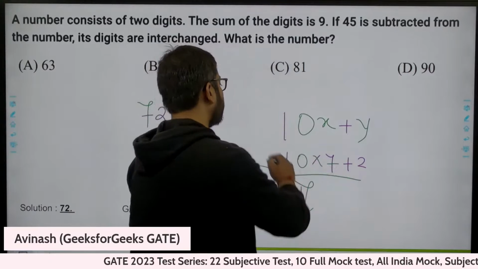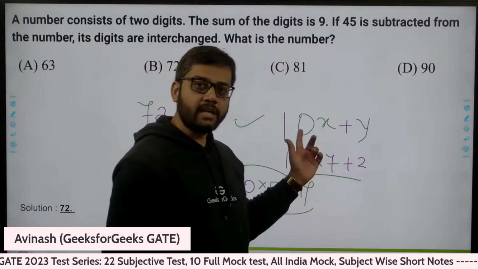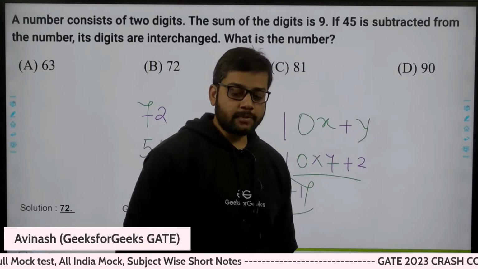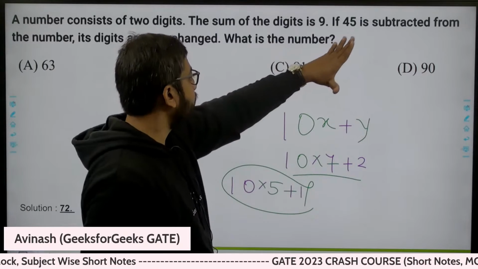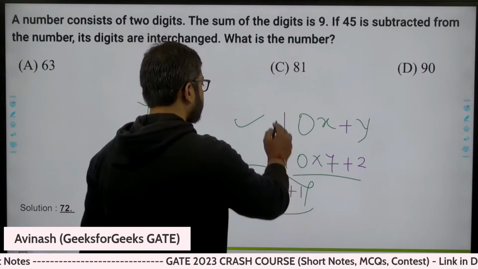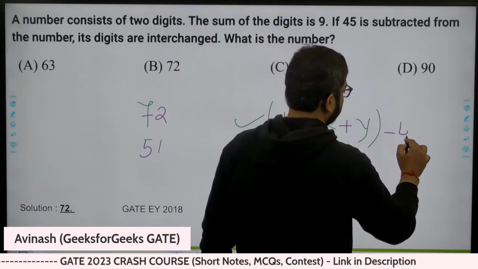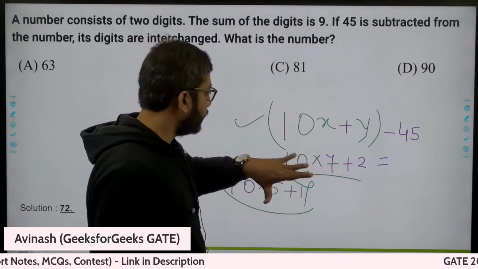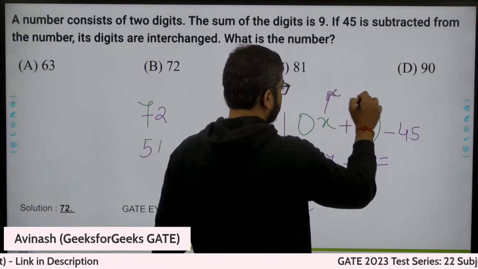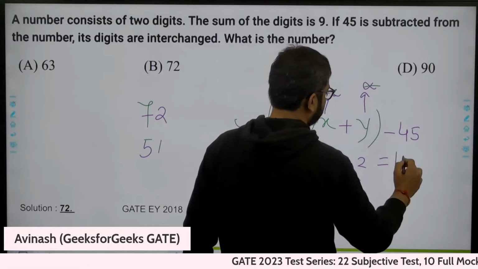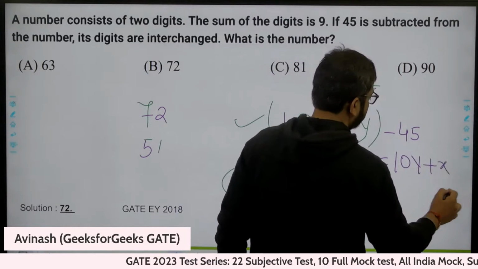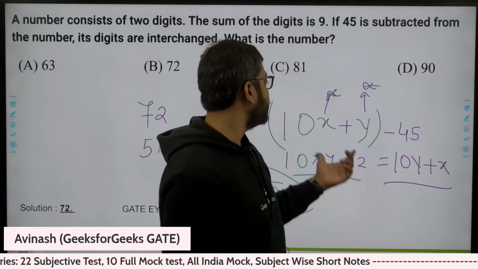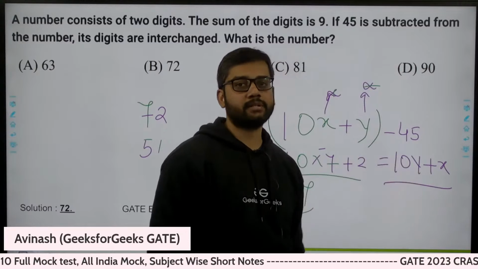So in general, we write 10x plus y, where x and y can be any digits. As per the question, they are saying that if 45 is subtracted from the number, suppose this is our number, and I'm subtracting 45, now the digits got interchanged. Here x and y are the digits, so they got interchanged. So 10y plus x, whatever the variable is, I'm only interchanging that part. Initially it was 10x plus y, after that it is 10y plus x.